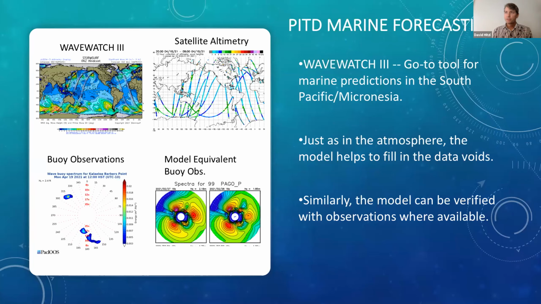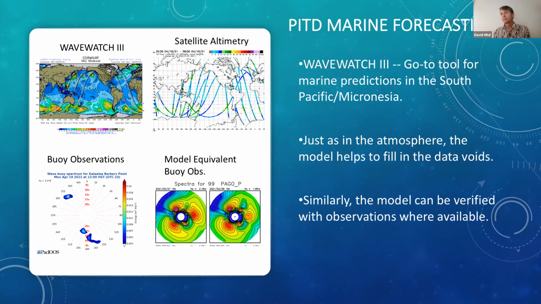So for Pacific Desk, the WAVEWATCH III is basically our go-to tool for marine predictions in the South Pacific and Micronesia, and that is because it's very economical. Taking observations of waves in the ocean is expensive. The initial devices to measure things are expensive, but also, especially in the case of buoys, they're at the mercy of all the forces out there in the ocean, and they get lost, they go adrift, they get damaged, they have to be replaced.